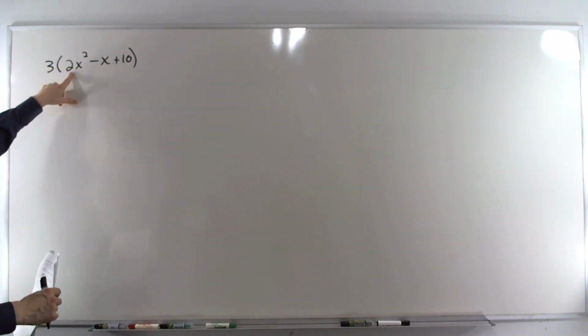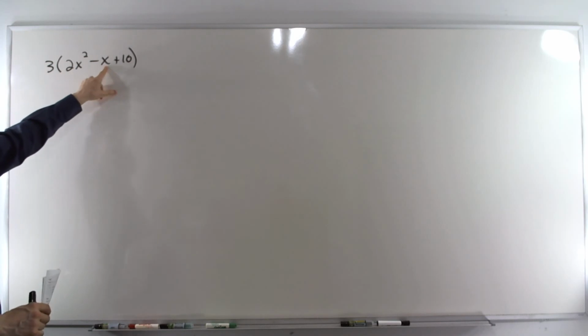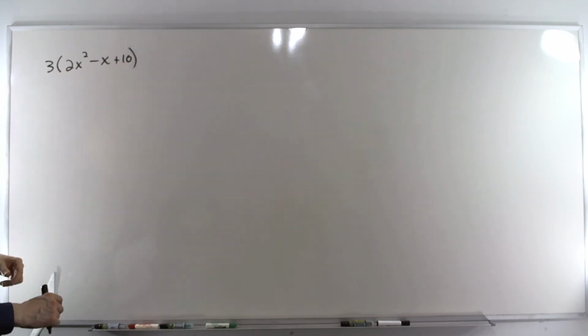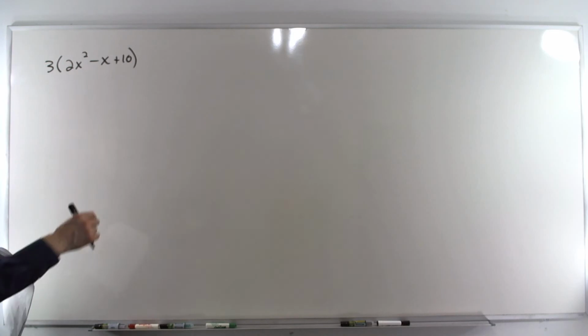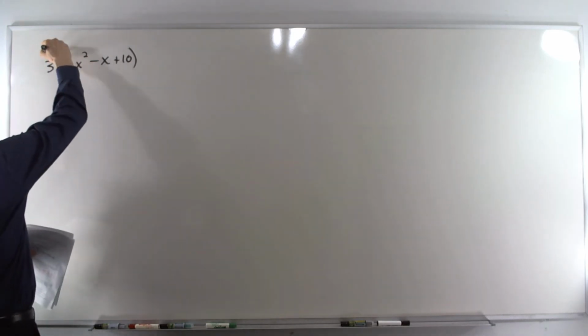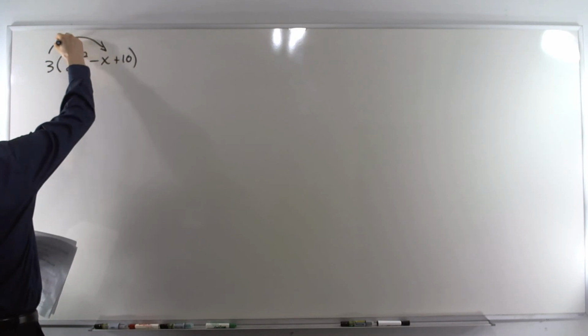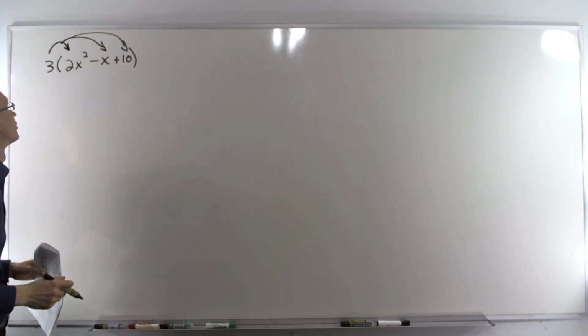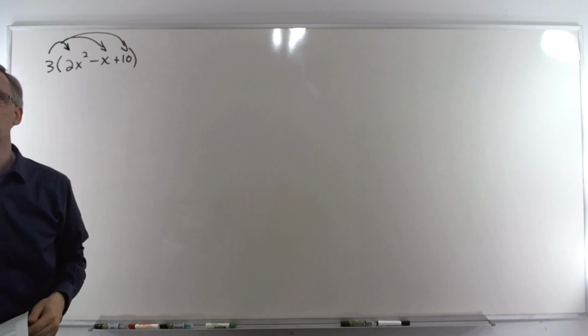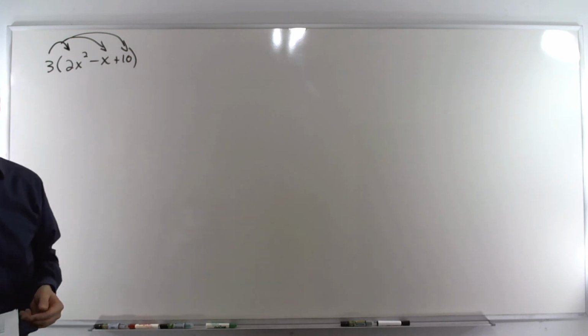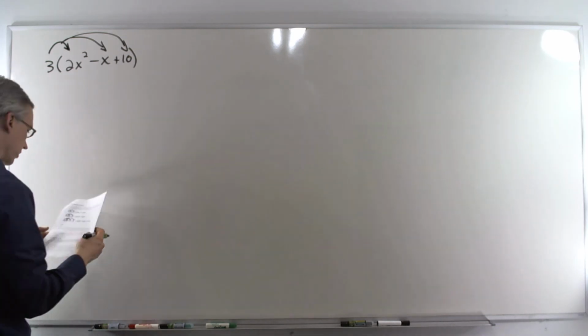So we have three terms. We have 2x squared, we have negative x, and we have 10. So that means we're going to do 3 multiplications. Multiplication by the first term, multiplied by the second term, multiplied by the third term. And as we'll see later on in the course, distribution is the opposite of factoring. And we're going to be doing quite a bit of factoring later on in the course.